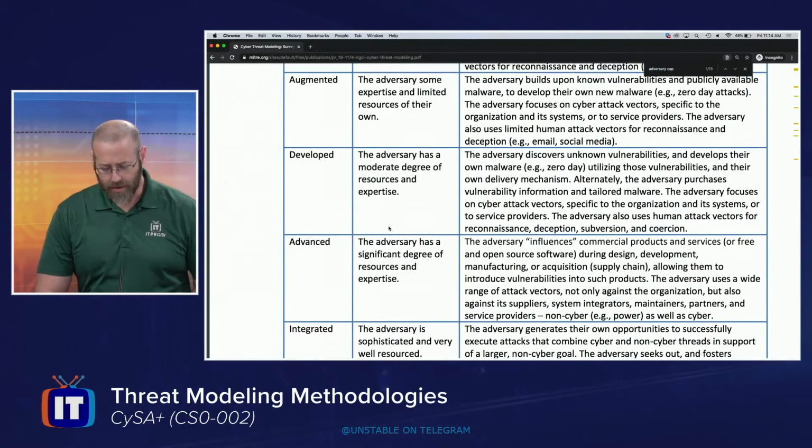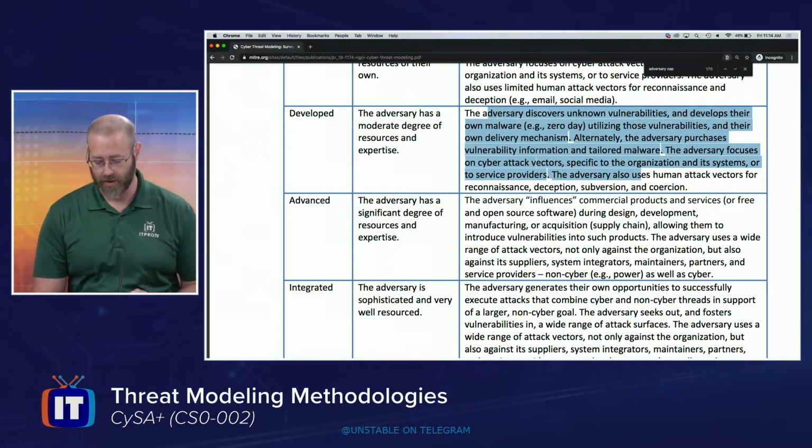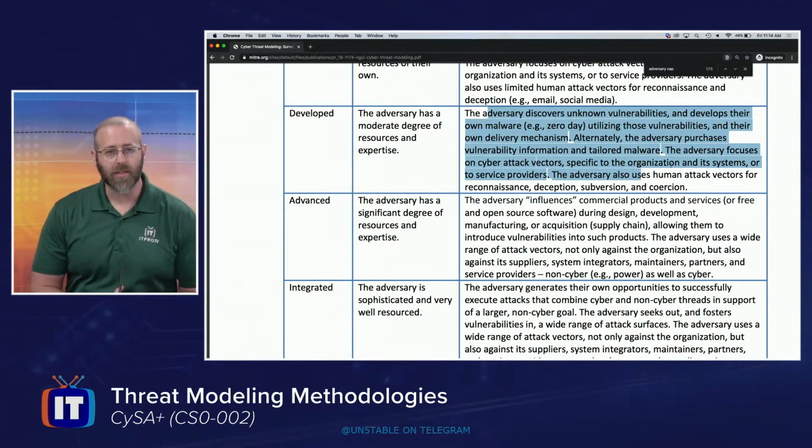Let's move on down. Developed. The adversary has a moderate degree of resources and expertise. And of course, it goes into a little more detail over here on the right-hand side of these things. Basically, they can come up with their own zero-days, right?